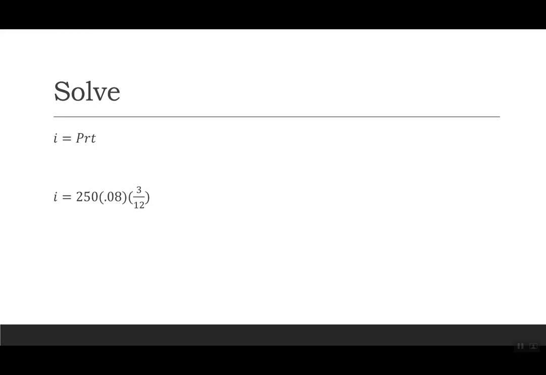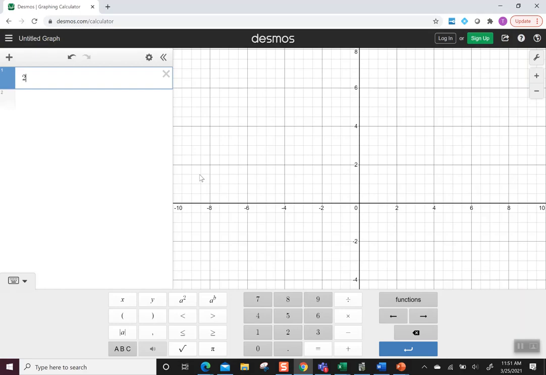So let's say we had $250 at 8% interest for 3 months. Notice the 8% I write as 0.08, and 3 months I write as 3 over 12. So we're going to type in 250 times 0.08 times 3 over 12. I'm using the parentheses in this particular example to show that I'm doing multiplication, and the parentheses kind of gather the terms where I can see them better.